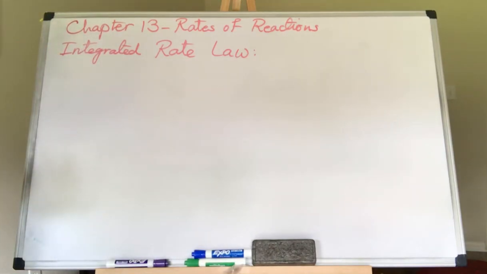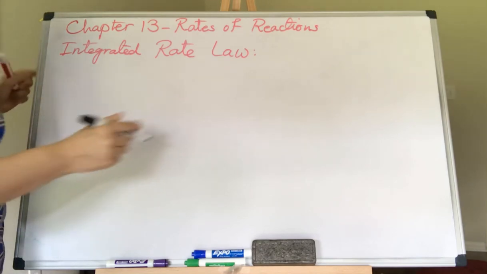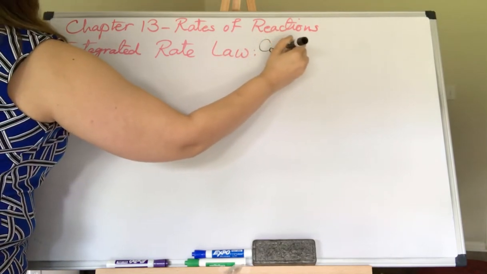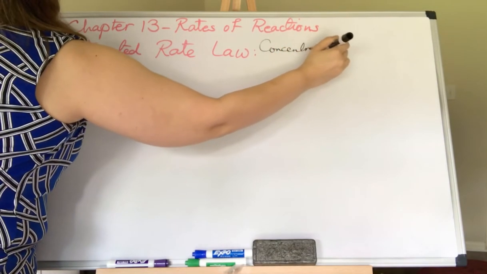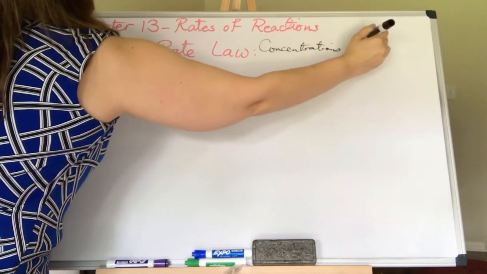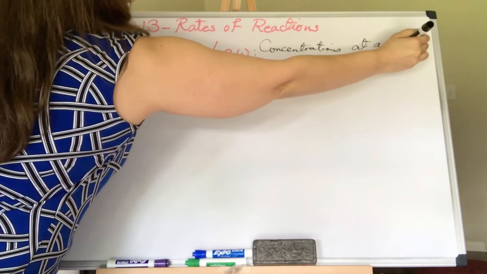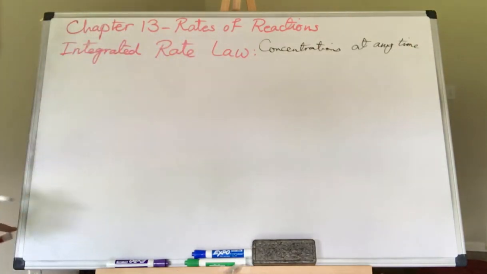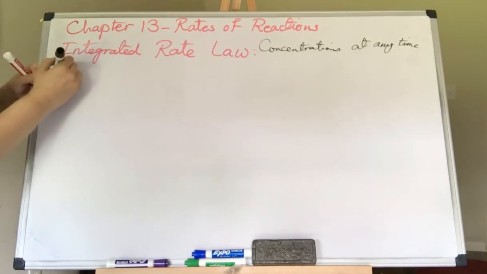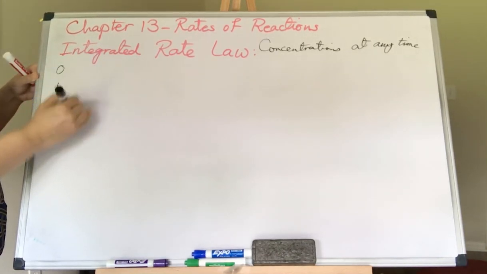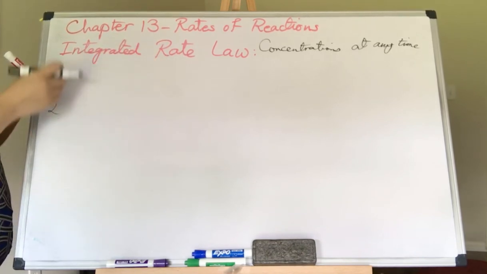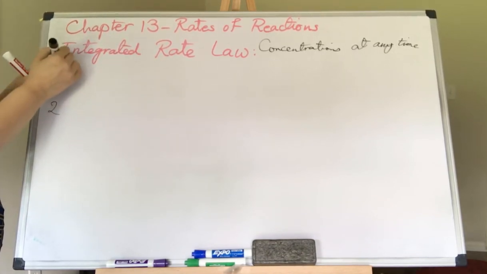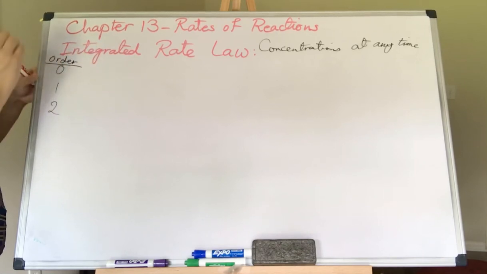The next method for finding the concentrations is integrated rate law. You will find the concentrations at any time, and you will work with concentrations at any time. You are not limited to initial concentrations like the initial rate method. So we will study the integrated rate law for these three orders of the reactions, 0, 1, and 2.